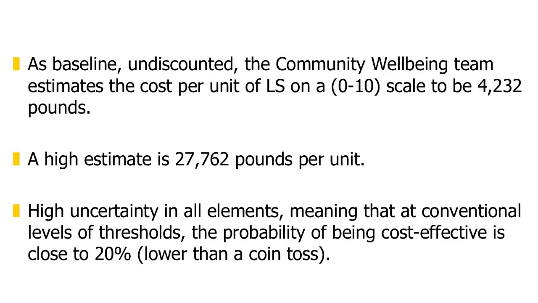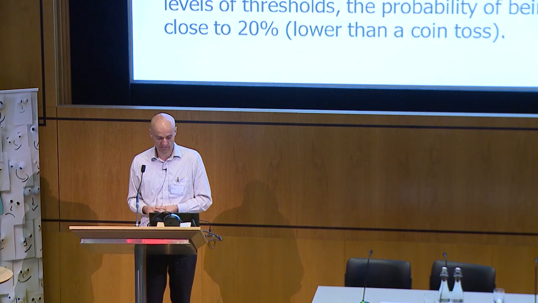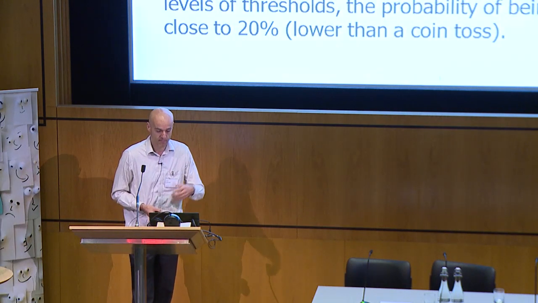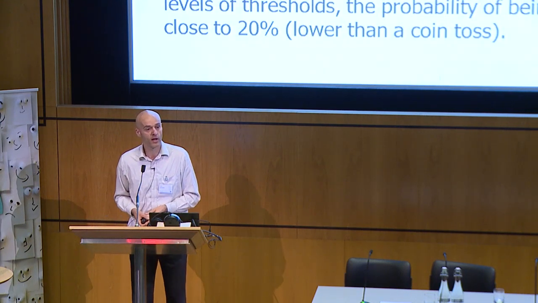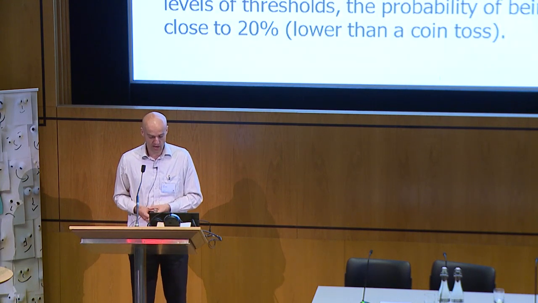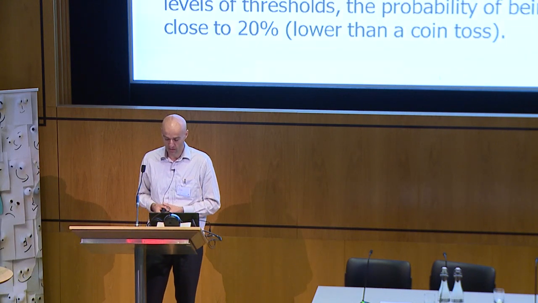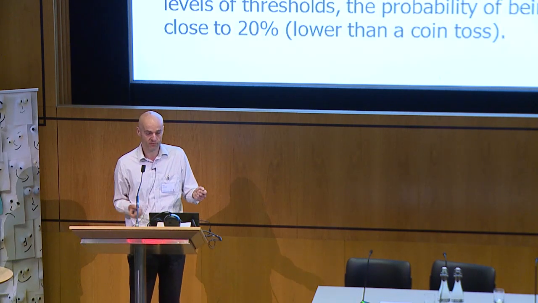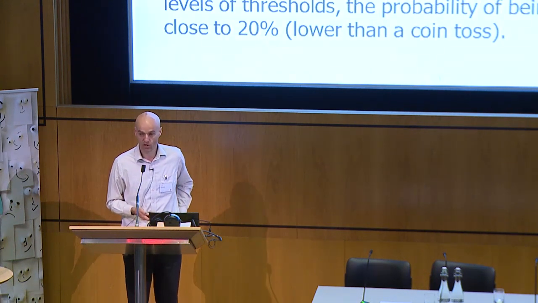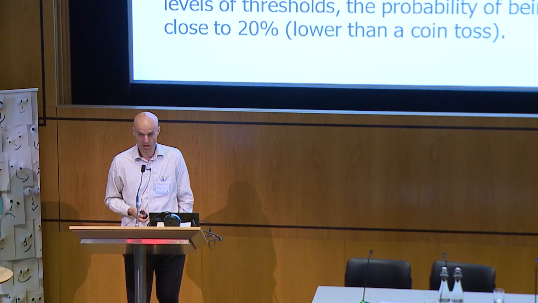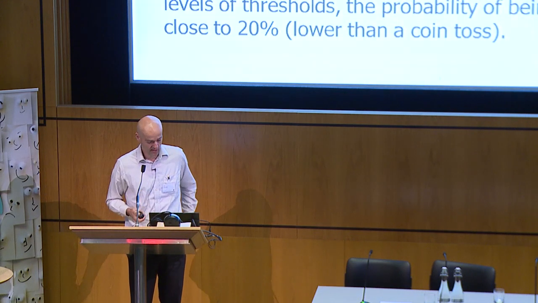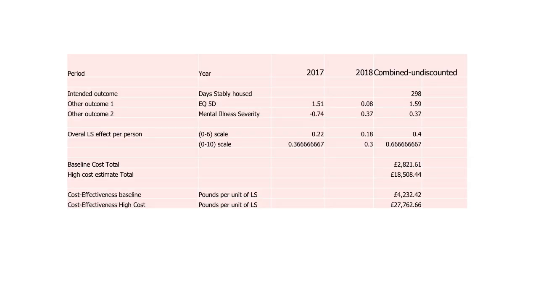But if you use the higher estimate, which comes from this analysis of how much it would cost in Liverpool, you'd actually get £27,762 per unit of life satisfaction. And there is such a high uncertainty in all elements on both the benefit side and the cost side, meaning that the team has come to the conclusion that at conventional levels of thresholds, the probability, if you allow for the uncertainty, that it's going to be cost effective is close to 20% or lower. So this effectively would not meet the grade in most analyses.